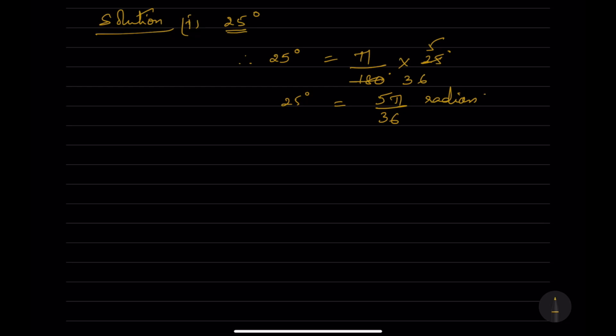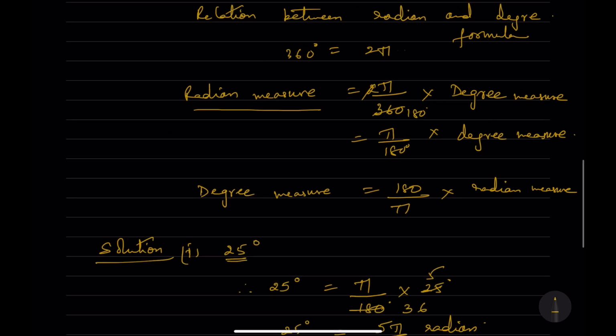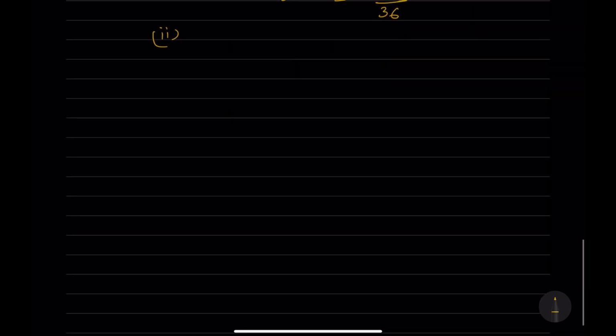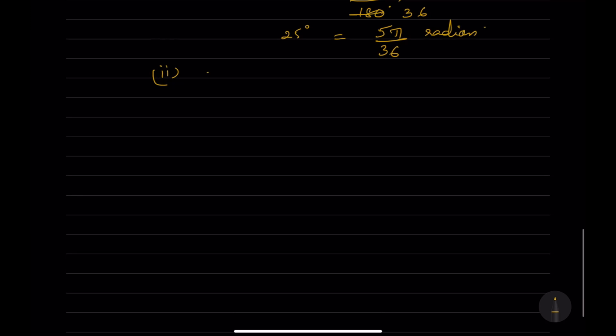Now what is the second one? We'll see. Second one is given as minus 47 degrees 30 minutes. You know that 1 degree is equal to 60 minutes, isn't it? So first we have to convert this 30 minutes into degrees. We know that 1 degree is equal to 60 minutes. Or you also have 1 minute is equal to 1 by 60 degrees, isn't it?